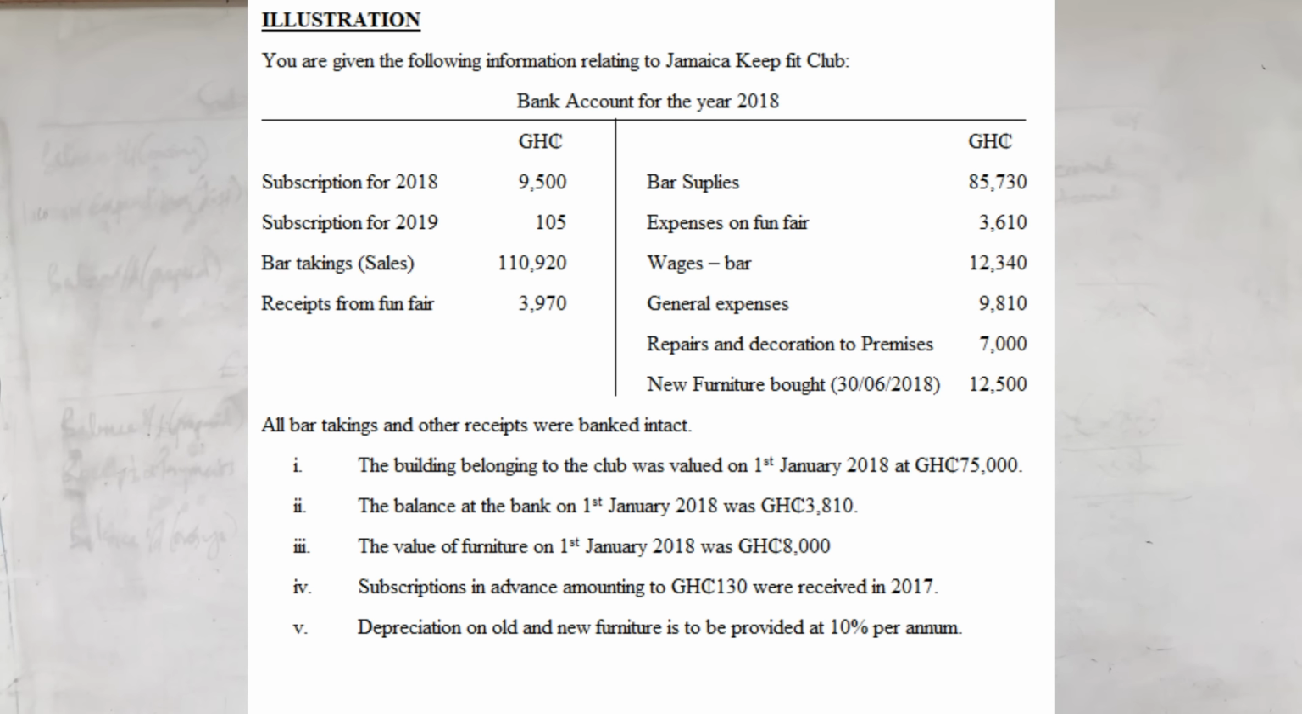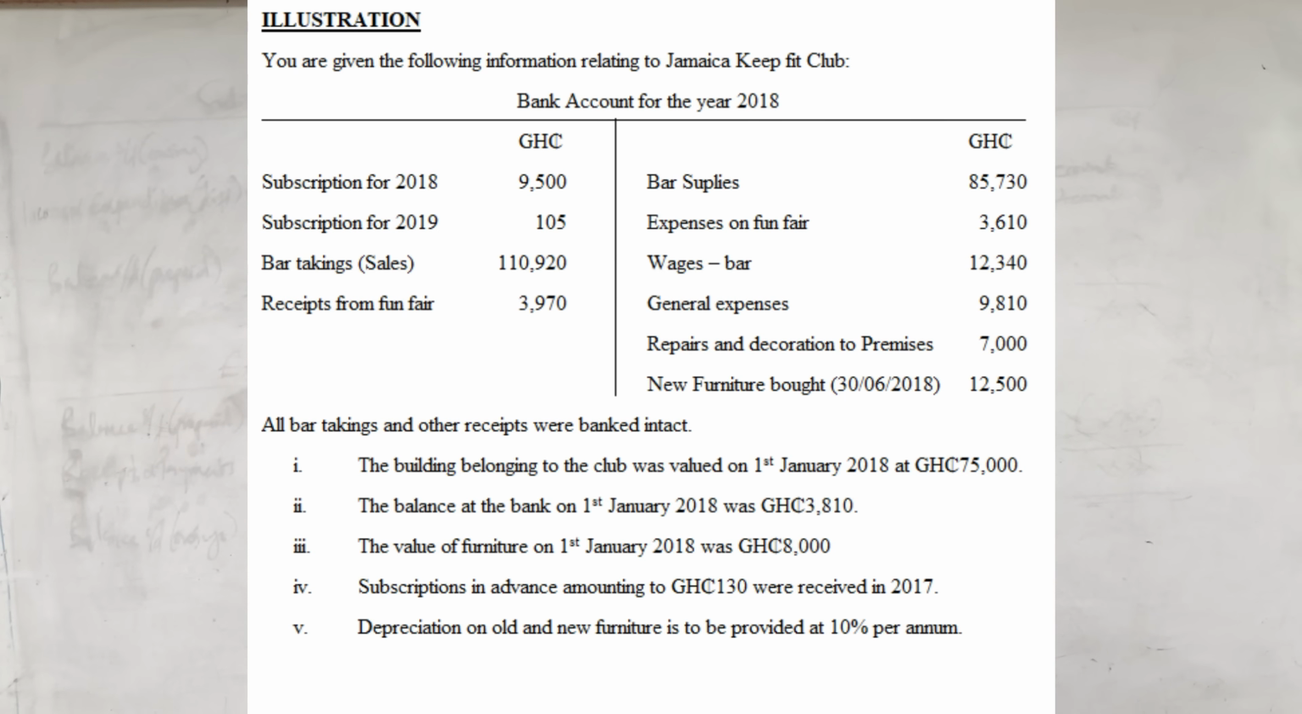And then we have expenses on fanfare. We have bar wages. We have general expenses. And then we have repairs and decoration to premises also as an expense on the credit side. And then there was new furniture bought on 30th June 2018 for 12,500. So that is it with the bank account. Now what you should take note of is that they have not balanced off this bank account, and therefore we are going to do that in the question.